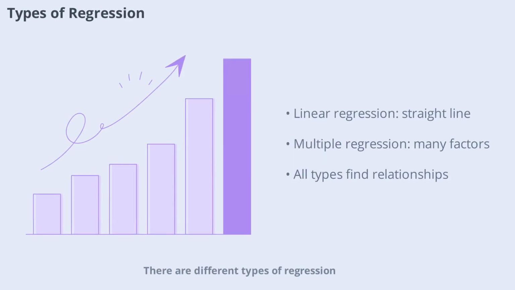There are different types of regression, but the most common is linear regression. This is used when the relationship between variables looks like a straight line. There's also multiple regression, which involves more than one independent variable. For example, predicting house prices based on size, location, and age. Each type has its own uses, but the basic idea remains the same: finding relationships and making predictions.